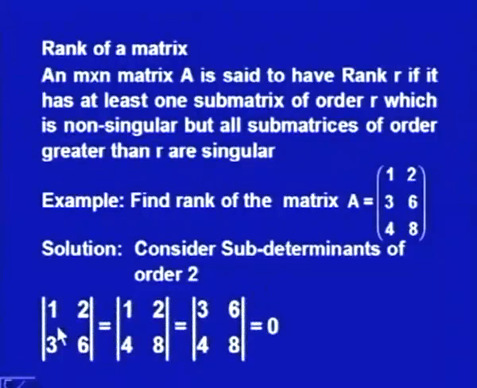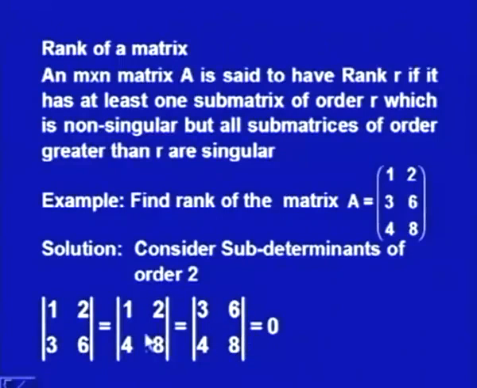This matrix will have 3 submatrices of order 2, that is 1, 2, 3, 6, that is the first determinant corresponding to this. The second determinant is corresponding to the submatrix consisting of the first row and the third row, and the third determinant will be the second row 3, 6 and the third row 4, 8. If you compute the determinant of these matrices, one can notice that this determinant is 0, 1 into 6 minus 2 into 3, 0. This determinant is also 0, 1 into 8 minus 8, that is 24 minus 24.